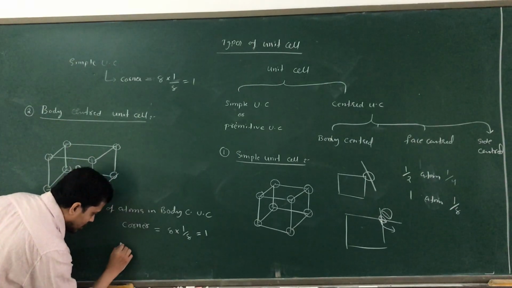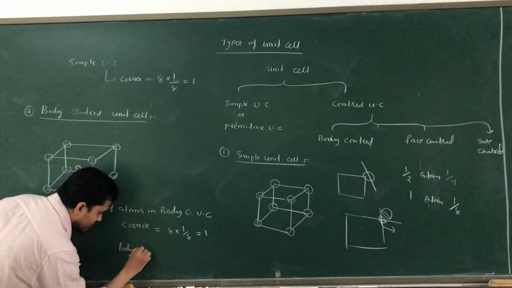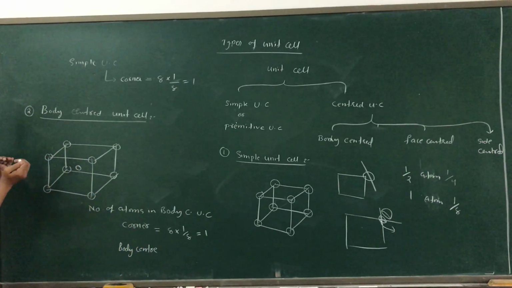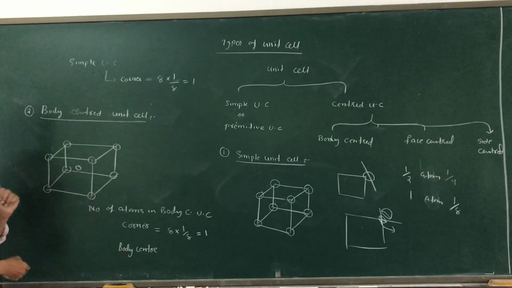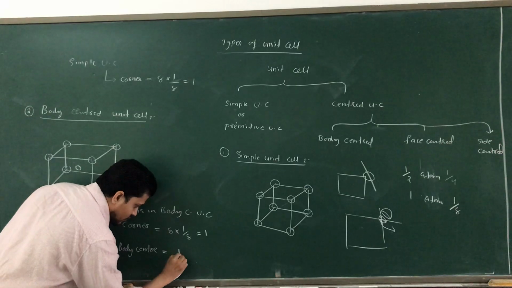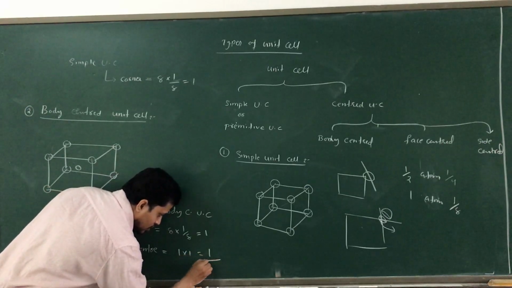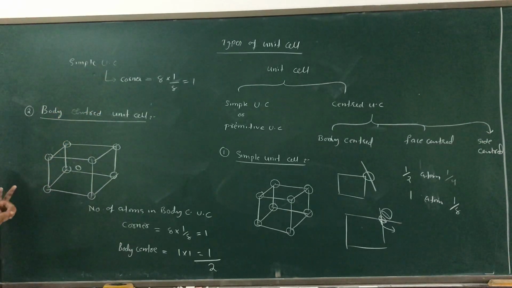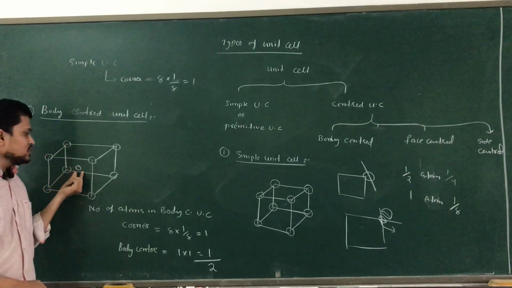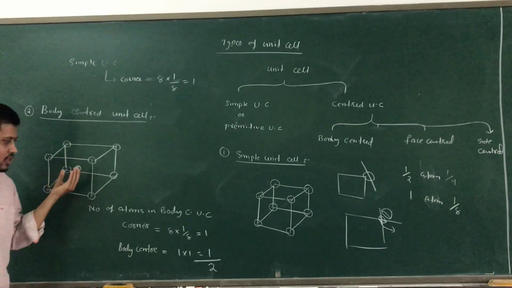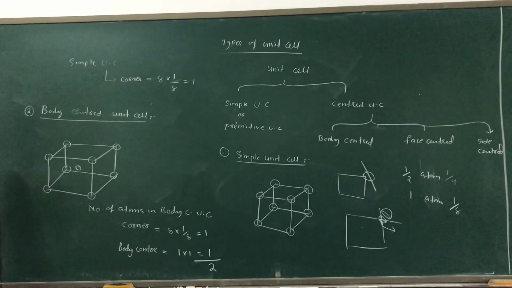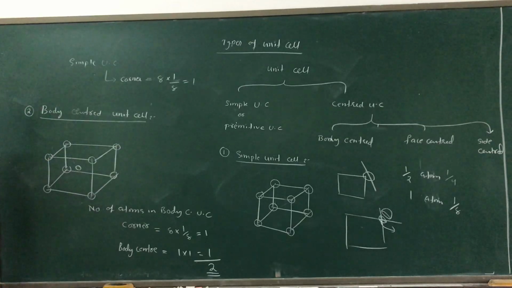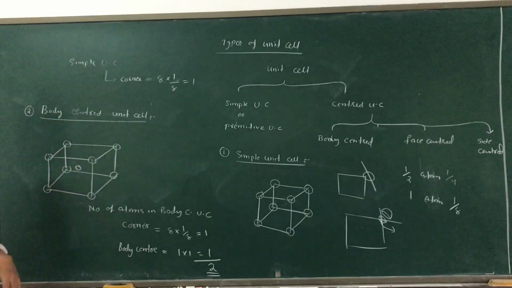So in the body center we have 1, and that belongs to this particular cube only because it is present inside. So total 1 atom belongs to this particular cube only. In that way we can say in the body center we have 1 into 1 is equal to 1. So total atoms present in this body center unit cell is equal to 2. So they can ask the simple questions over here. How many atoms are present in the body center cubic cell or body center unit cell? That is 2 atoms.